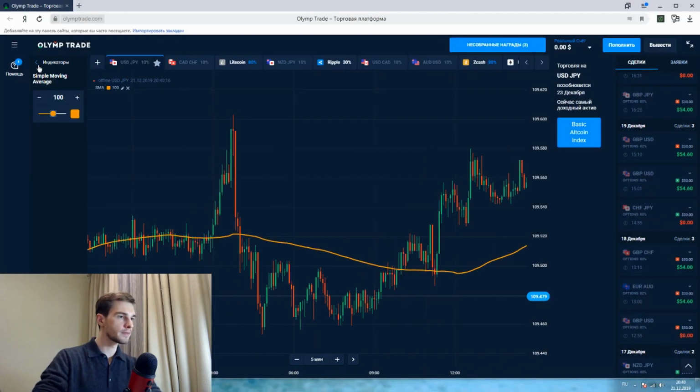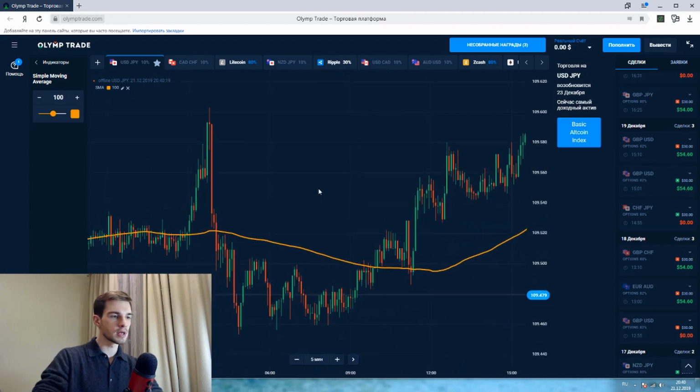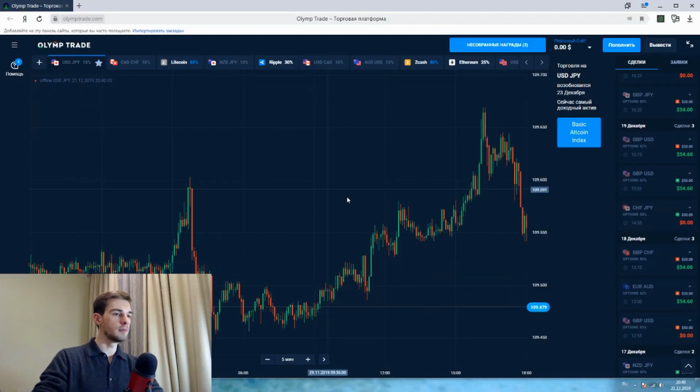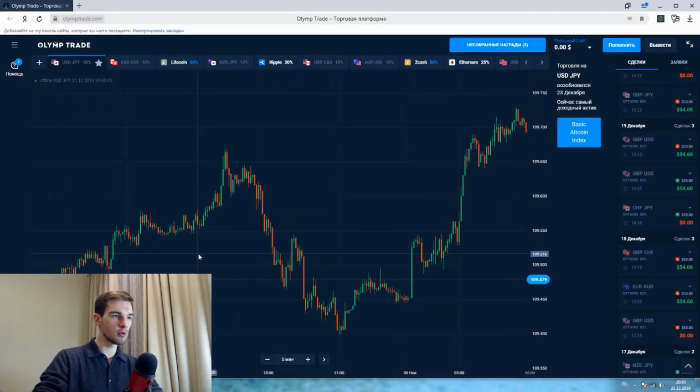Let me increase the size a bit. So look. Again, if the price is below the level, then this is a resistance level. If it is above the level, then it is a support level. The same applies here. Naturally, levels can be not only like this.